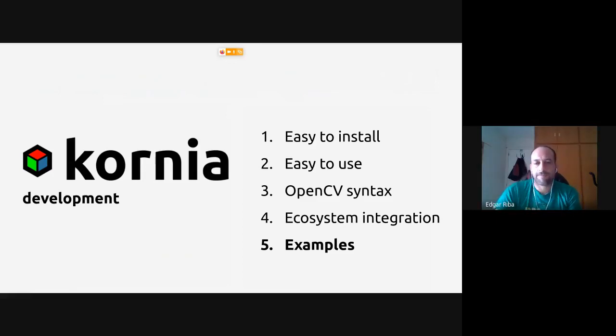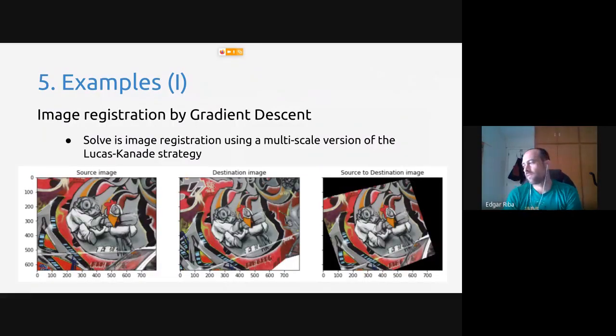Okay, so this was the ecosystem. Let me go now very quickly through the different examples. These are basically some of the examples that we show in the paper we have about Kornia. I will very quickly go through that as well. But in the paper, we show a couple or three examples about how you can use Kornia for backpropagation.